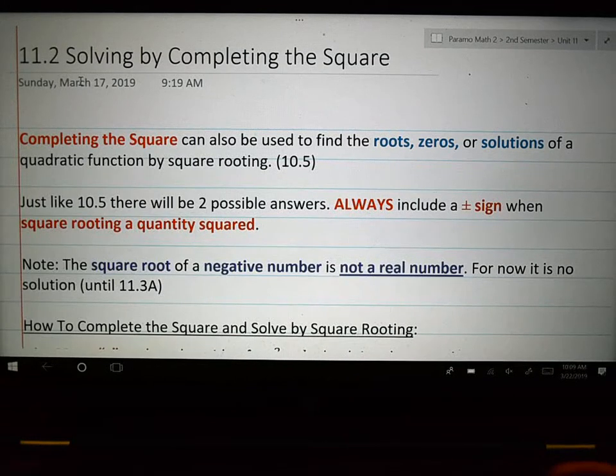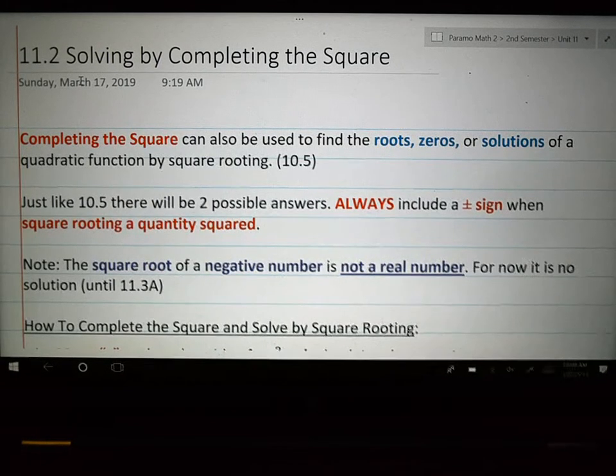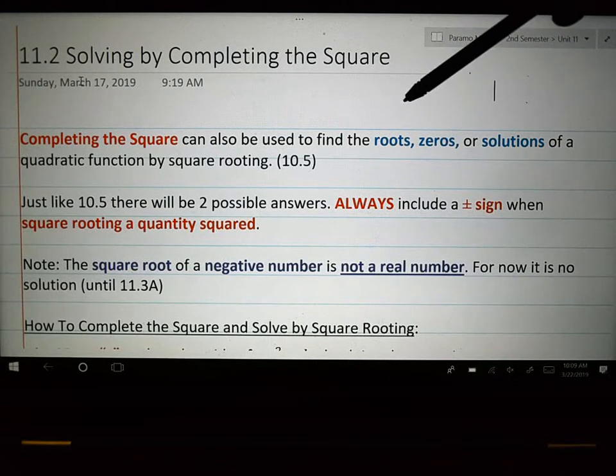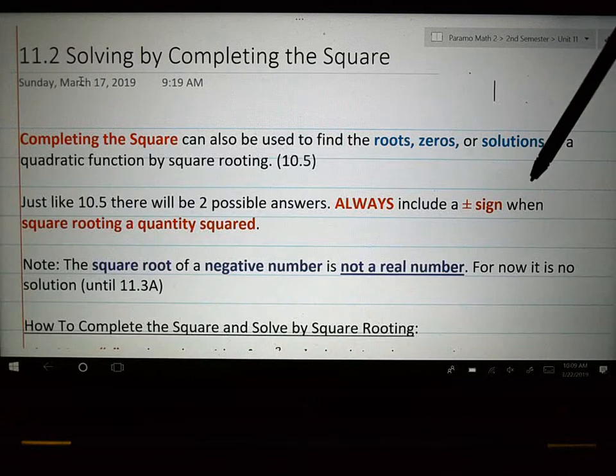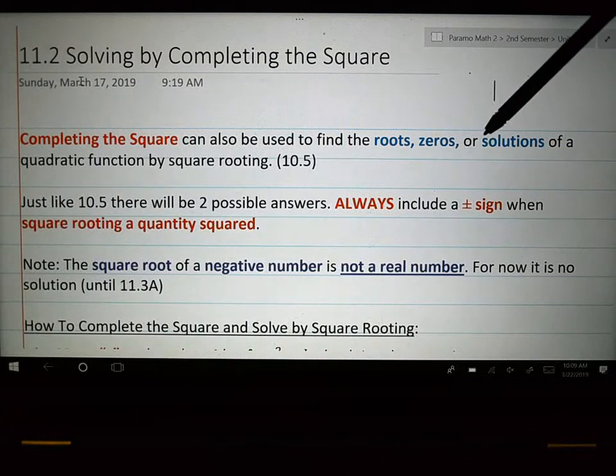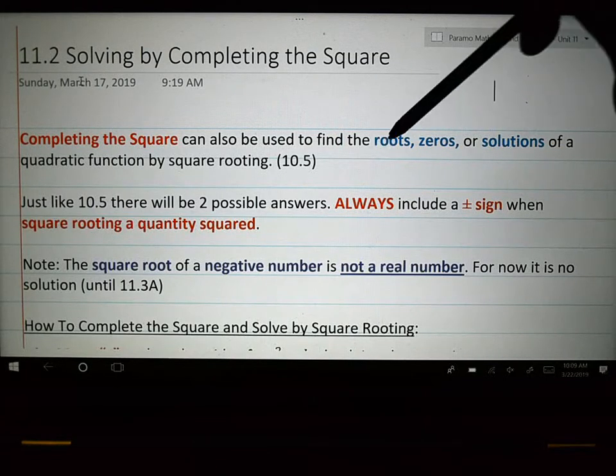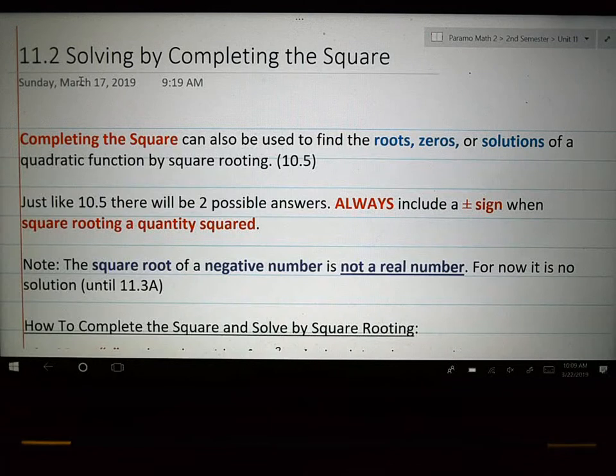In 11.2, we are now going to complete the square in order to find the roots, the zeros, the solutions, and sometimes it's called intercepts. These four words, roots, zeros, solutions, and even intercepts, are interchangeable.